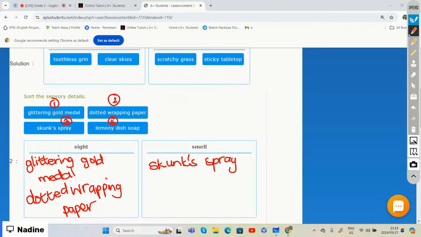If we look at the next one, lemony, they're specifically giving you the first word, lemony. Lemony dish soap. So lemony dish soap, is that something that you can see or you can smell?